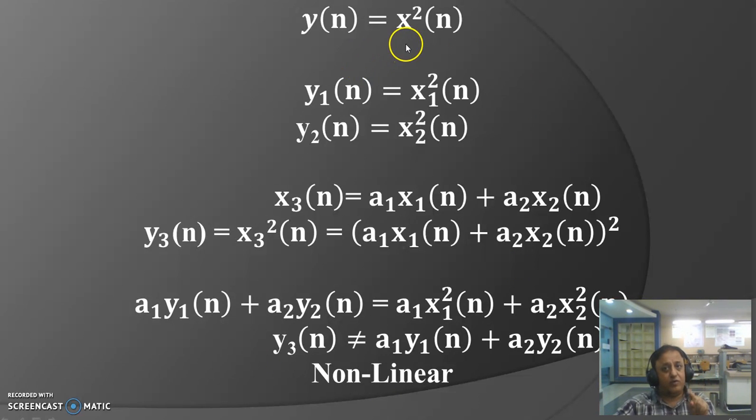Say y[n] is equal to x squared [n]. Here again you assume x3[n], but here y3[n] is x3 squared [n]. So it is nothing but a1 x1[n] plus a2 x2[n], the whole squared. At the same time, here you have a1 y1[n] plus a2 y2[n], which is a1 x1 squared [n] plus a2 x2 squared [n]. Therefore, obviously, y3[n] is not equal to the linear combination of y1 and y2, and hence this is a non-linear system.